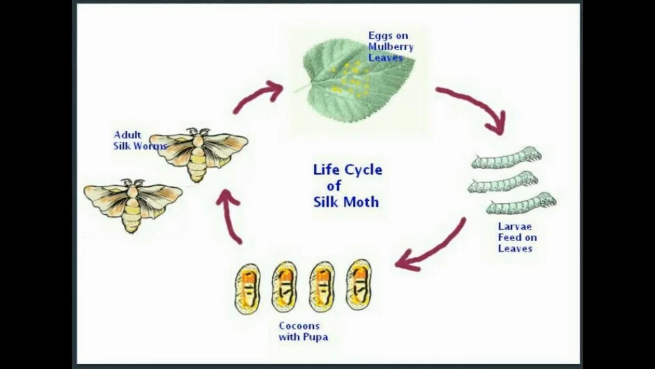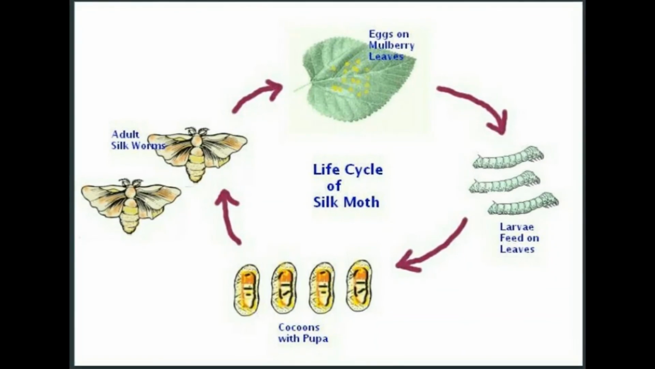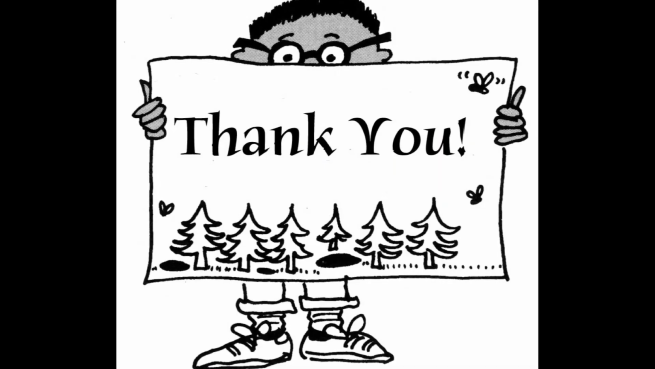It is made up of proteins, and the silkworm covers itself completely with that cocoon, and the silkworm develops into a silk moth in that cocoon only. So this is the whole life cycle of silkworm.